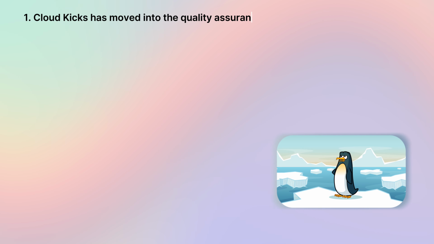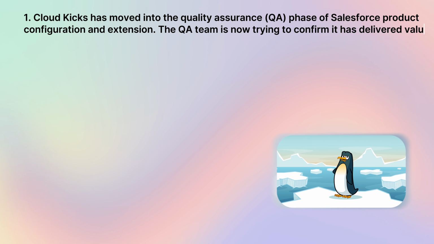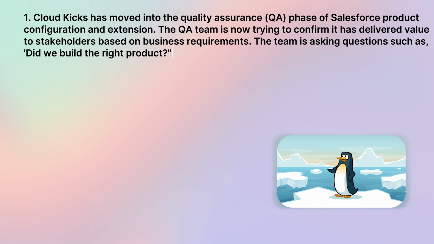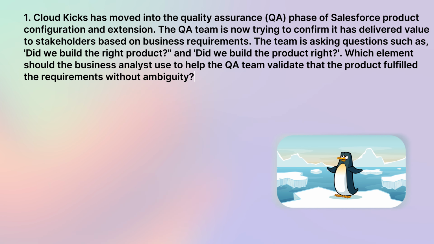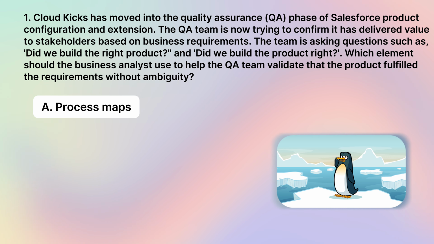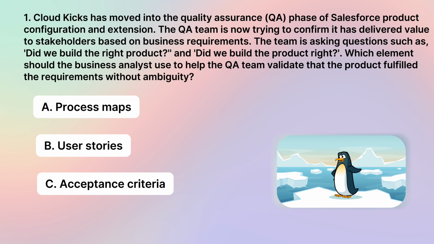Question 1. CloudKix has moved into the quality assurance QA phase of Salesforce product configuration and extension. The QA team is now trying to confirm it has delivered value to stakeholders based on business requirements. The team is asking questions such as, did we build the right product? And did we build the product right? Which element should the business analyst use to help the QA team validate that the product fulfilled the requirements without ambiguity? A. Process maps. B. User stories. C. Acceptance criteria.